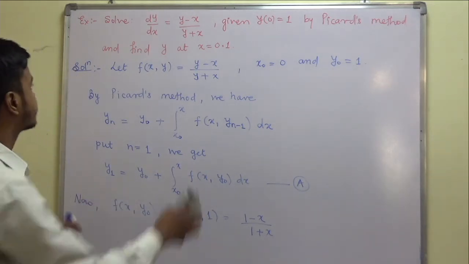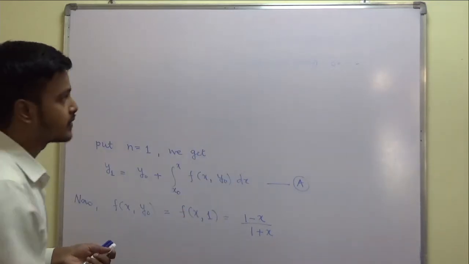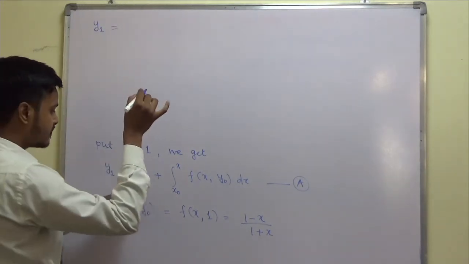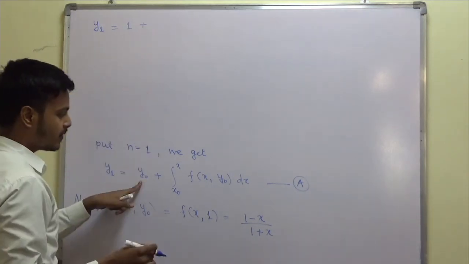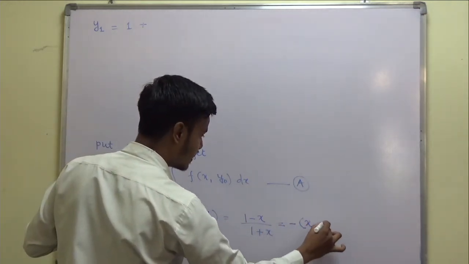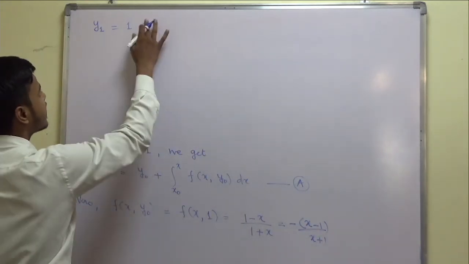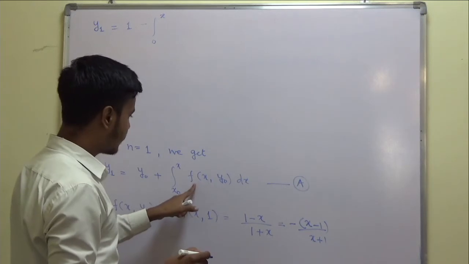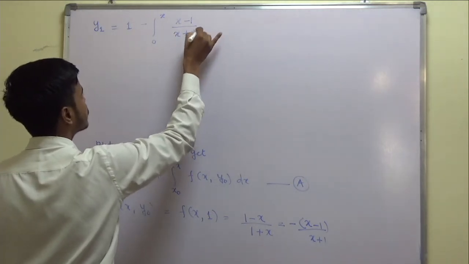Okay, so let us find out y1. So y1 can be written as y0, which is 1, that is given in the problem. Now, I am going to write it as minus of x minus 1 upon x plus 1. I am just taking that minus outside, and I am writing this as integration 0 to x of f of x, y0, so this is x minus 1 upon x plus 1 dx.